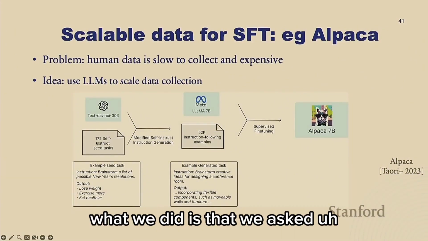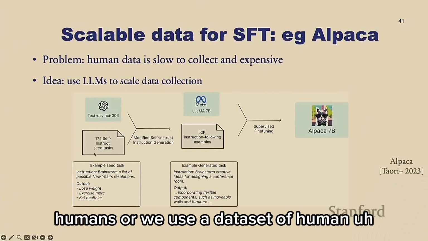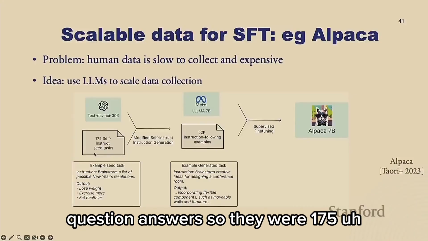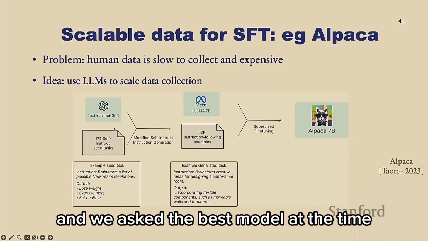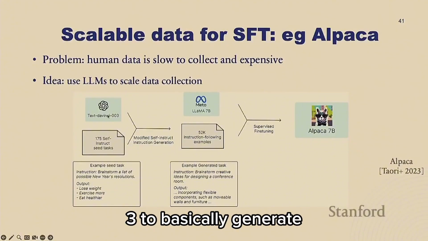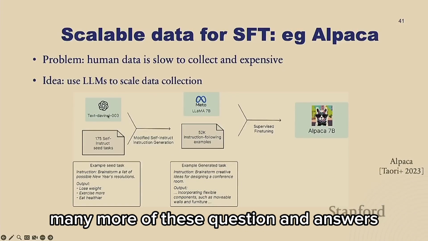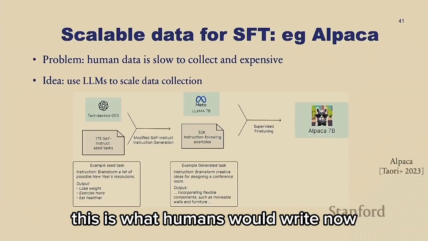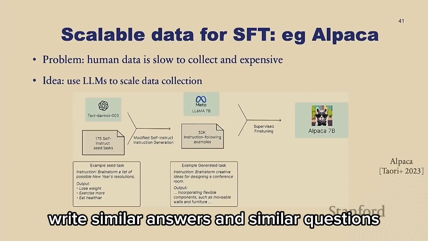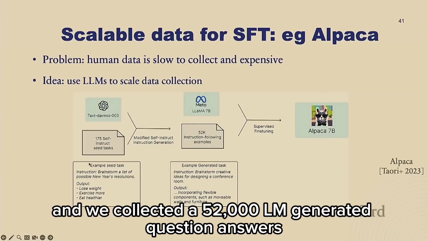What we did is that we used a data set of human question answers. So there were 175 question answers here, and we asked the best model at the time, TextDaVinci 003, to basically generate many more of these question and answers. So all we did is, this is what humans would write, now write similar answers and similar questions. And we collected 52,000 LLM-generated question answers.